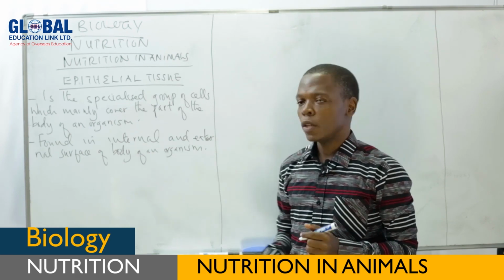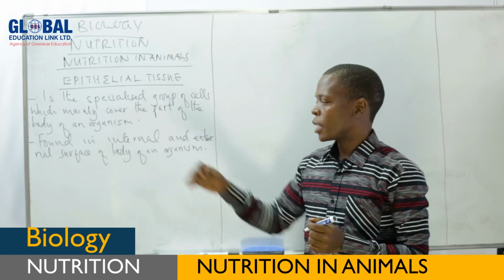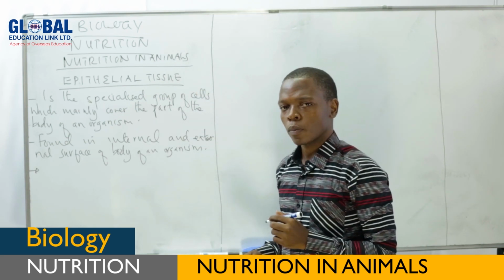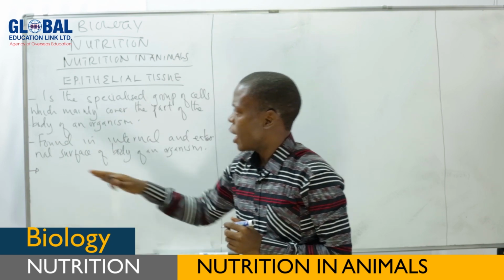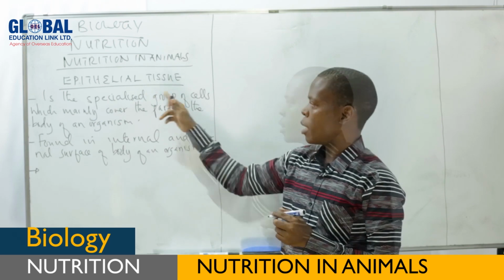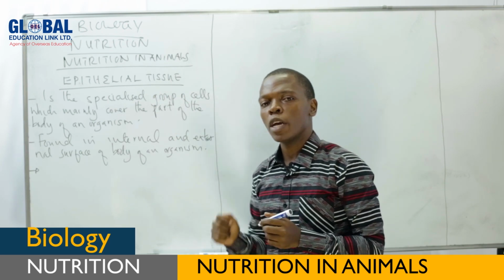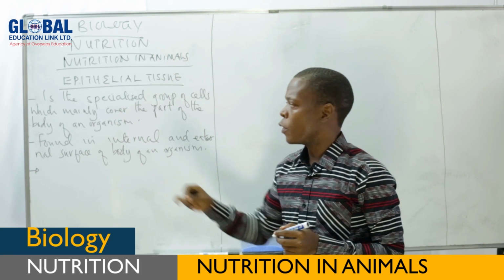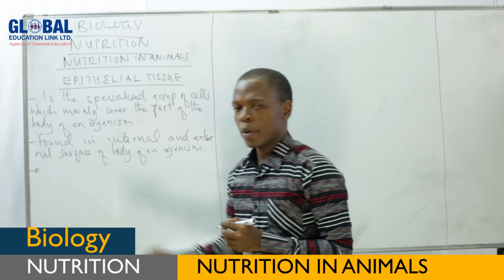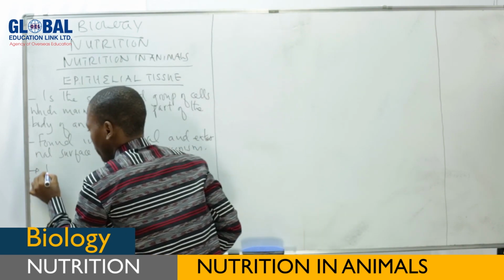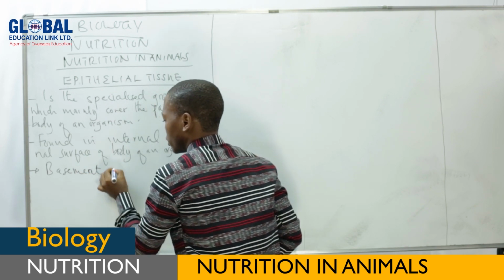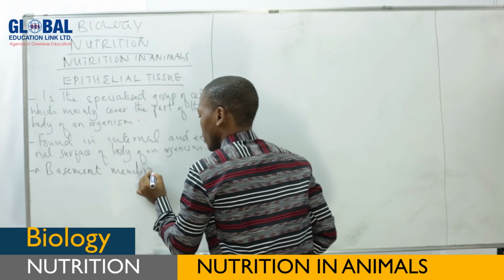They are found on the internal and the external surface of the body of an organism. This epithelial tissue is made up of so-called epithelial cells. Therefore, the layer of epithelial cells is attached to a membrane called the basement membrane.